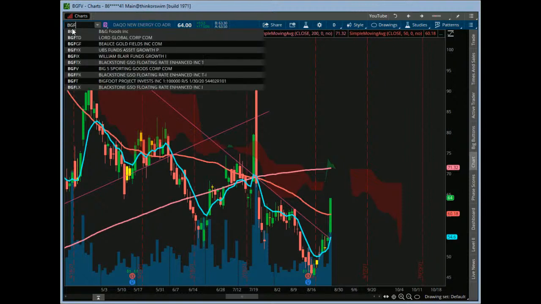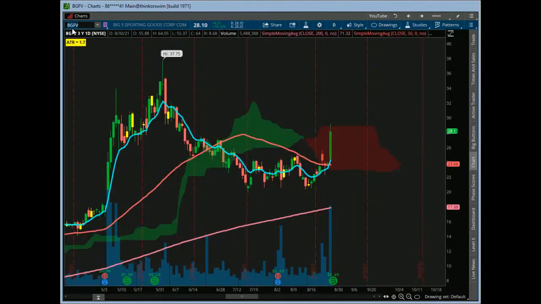And then BGFV. The other ones were penny stocks, surely, so I'm not even going to mess with it. But Big 5 Sporting Goods, I mean, yeah, kind of a low-floatish type name. Just be careful of your ex-dividend right there, but a nice candle today, so good find on that one.